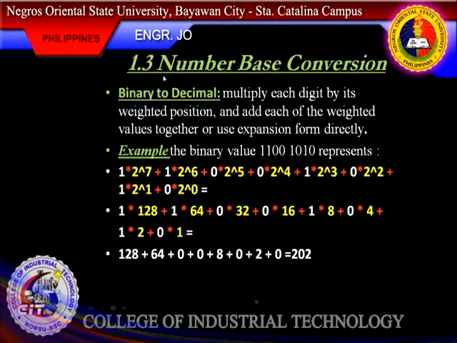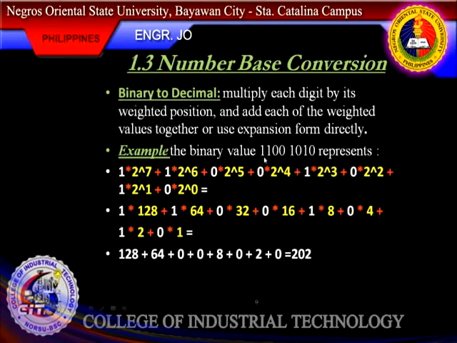Okay, next is what is number-base conversion? Okay. So conversion is converting a number from one base to another base in a number system. For example, binary, base 2, converted to the decimal number system, base 10. So binary to decimal, in our example, is what we're going to do is multiply each binary digit by its weighted position, and add each of the weighted values together, or use the expanded form directly. Actually, it was already discussed in the earlier slides.